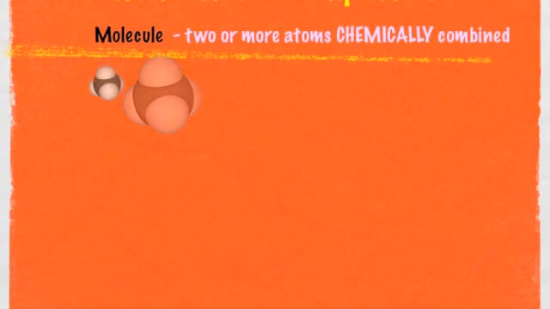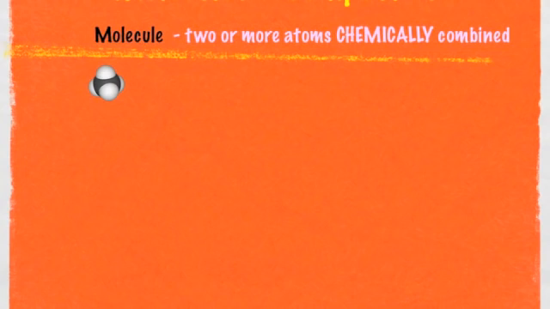So a molecule can be defined as two or more atoms that have chemically combined. Not just combined, but chemically combined. At this point, I don't expect you to know what chemically combined actually means. But hopefully from that picture, you can see that the atoms have joined each other.